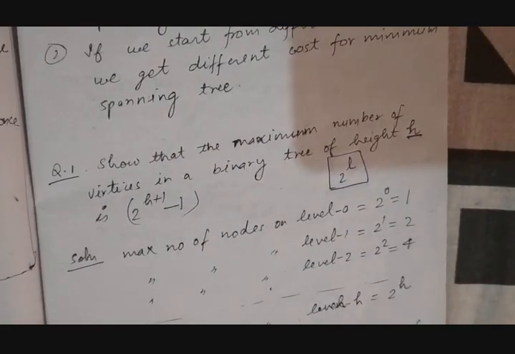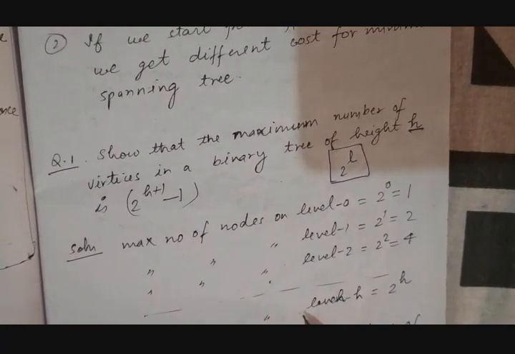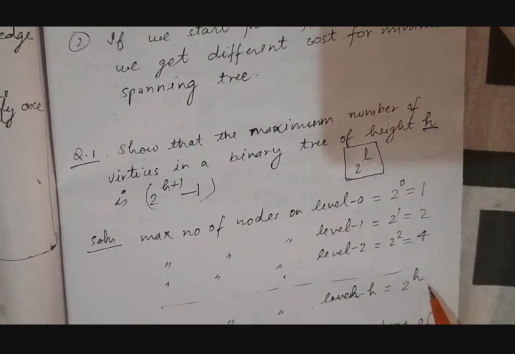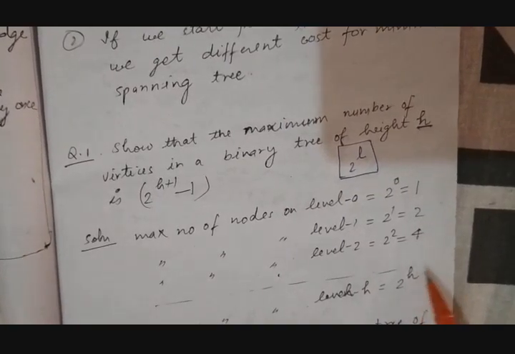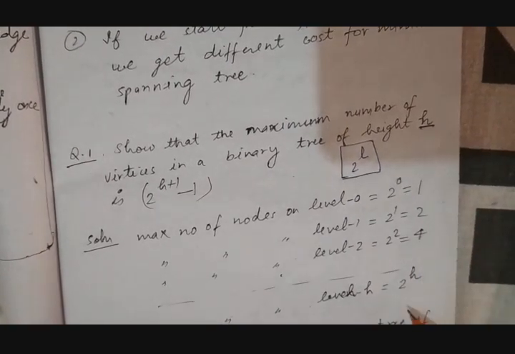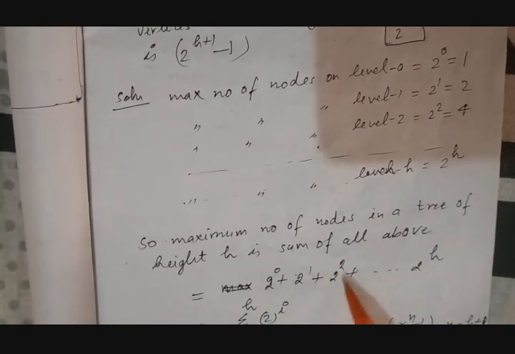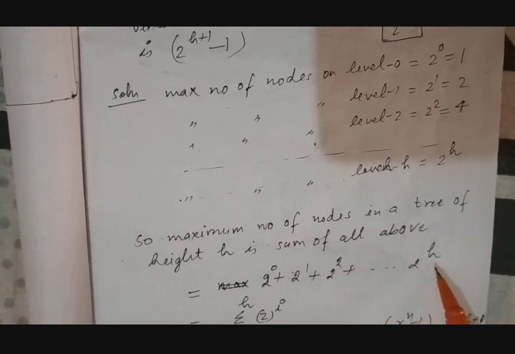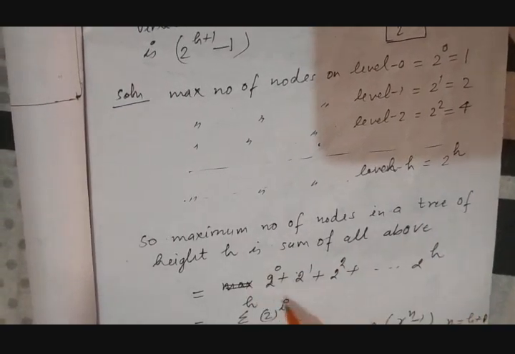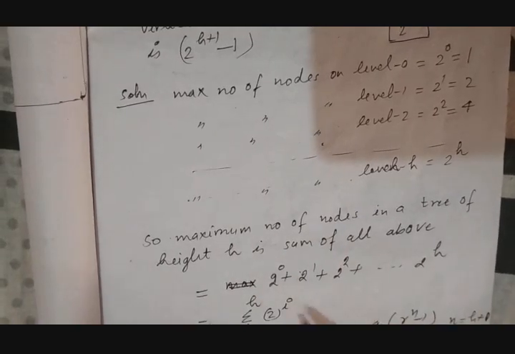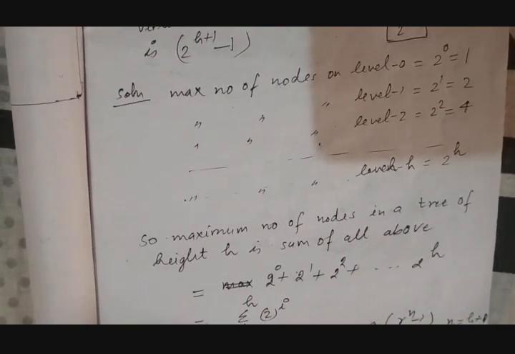So just see here, the last one, the maximum possible number of nodes at level h is equal to 2 to the power h. So if we sum up all these values, the total maximum possible nodes of a binary tree of height h will be obtained by adding all these numbers. Just see here, if you add up, 2 to the power 0 plus 2 to the power 1 plus 2 to the power 2, dot dot dot, 2 to the power h. So what is this? This is nothing but a geometric series. We have solved so many examples of geometric series.